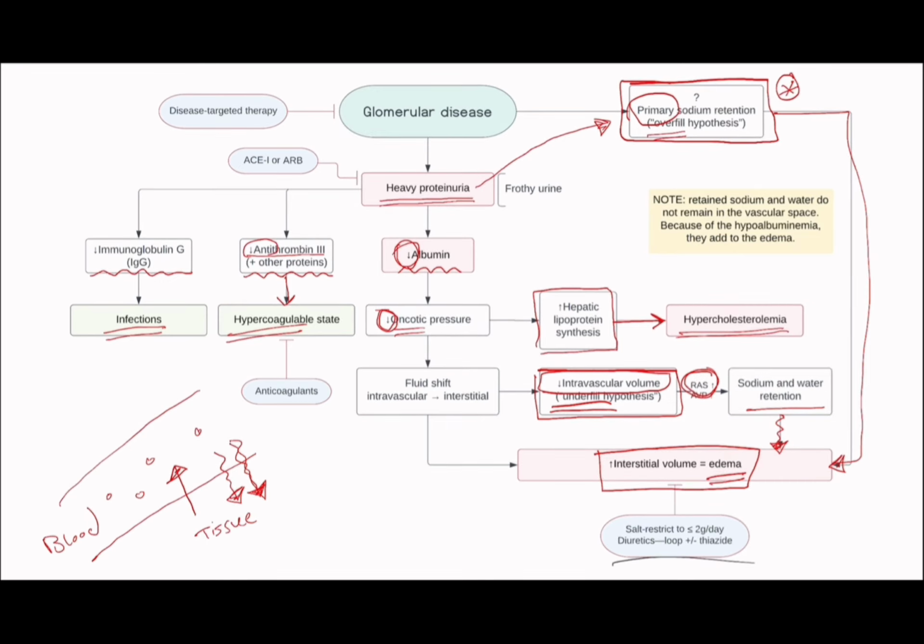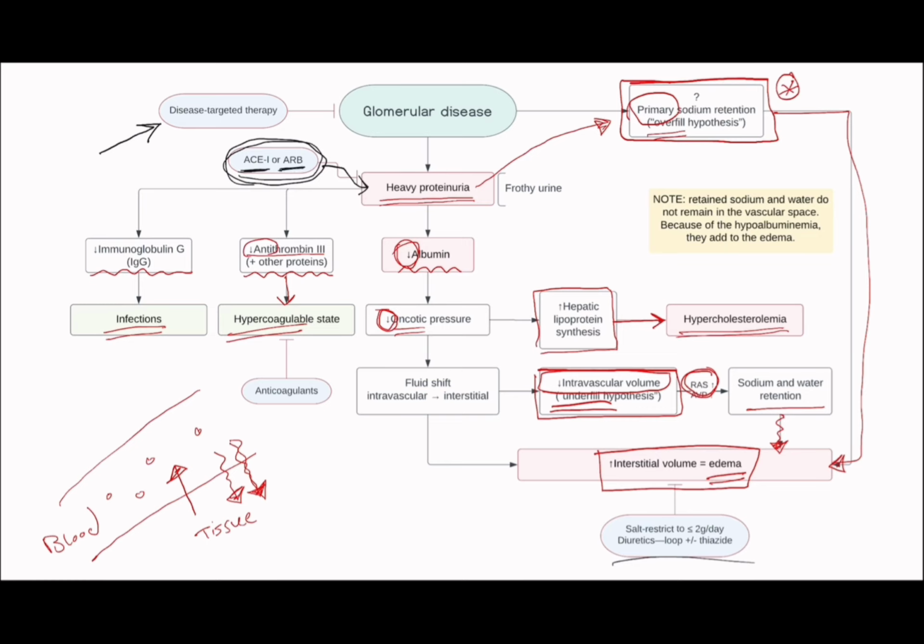We've also outlined the management of nephrotic syndrome. We'll give disease-targeted therapy, which is specific treatment directed against the underlying cause of the nephrotic syndrome. And then we have more general measures that can be taken regardless of the cause. These include drugs that decrease the heavy proteinuria. These drugs are inhibitors of the renin-angiotensin-aldosterone system, so either an angiotensin-converting enzyme inhibitor or an angiotensin receptor blocker.